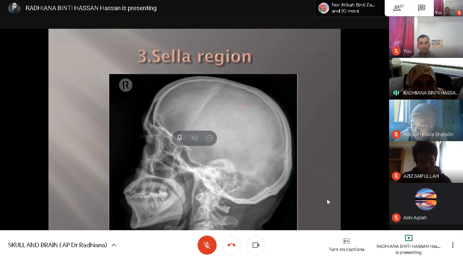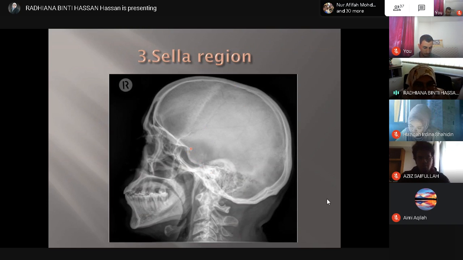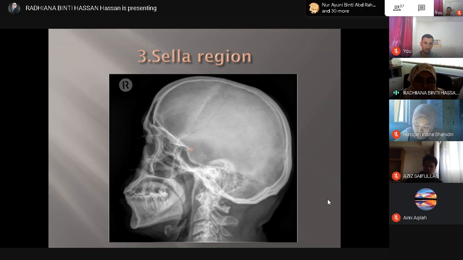Next we go to the sella region. So again, sella, as I said, is a very small area here, but you have to assess carefully. So for this one, you can see the sella is expanded. You don't see the normal saddle shape of the sella. And then you see the sphenoid sinus is also compressed by the expansion of the sella.